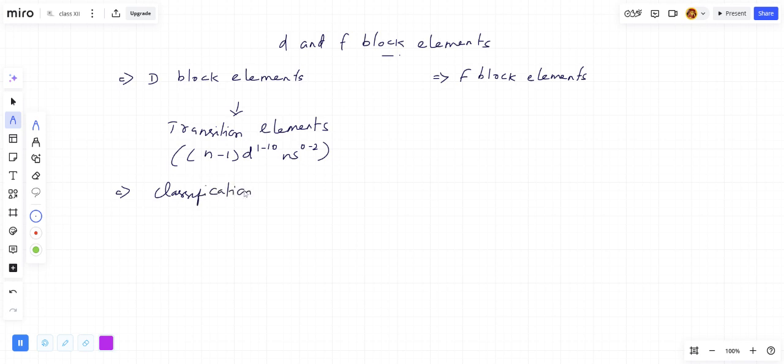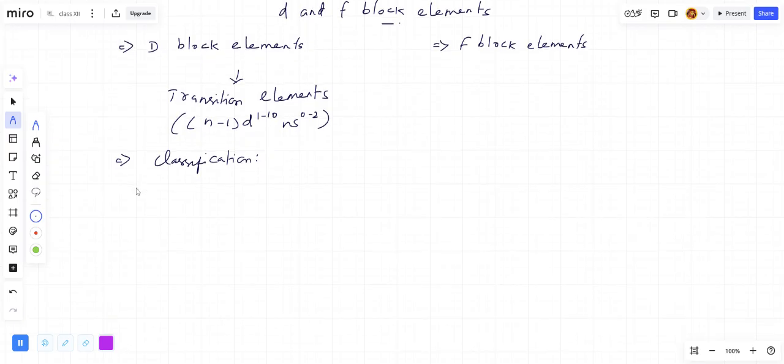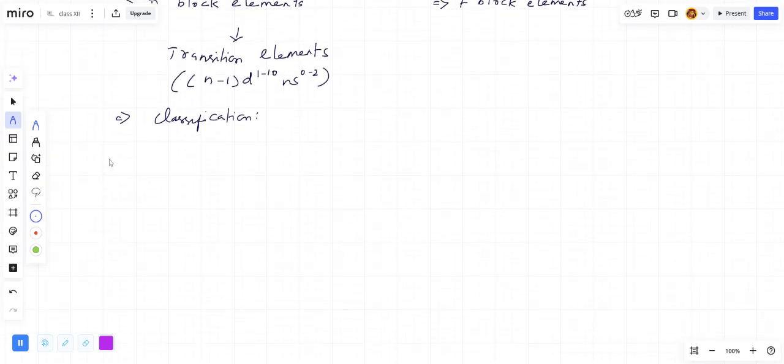So what is the classification of D block elements? It is the 3D series, 4D series, 5D series, and 6D series, four series in all. First one is the 3D series, or first transition series. Here the elements from scandium, atomic number 21, to zinc, atomic number 30, all come under 3D elements.